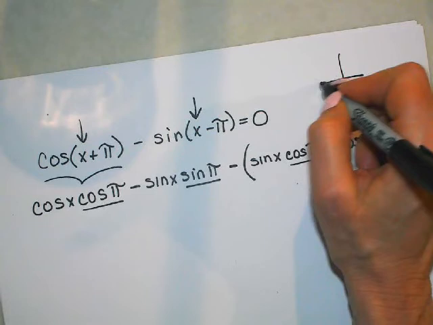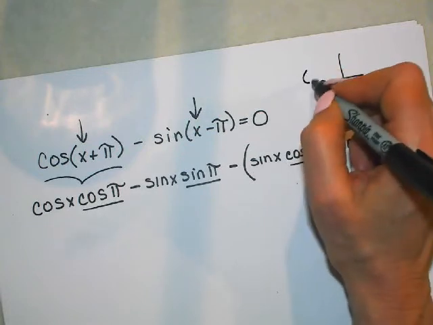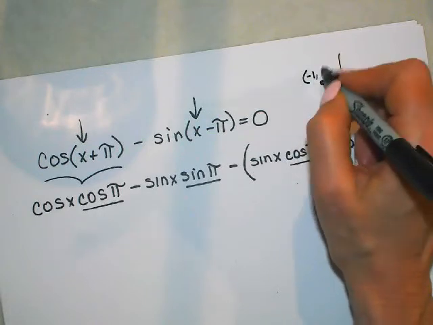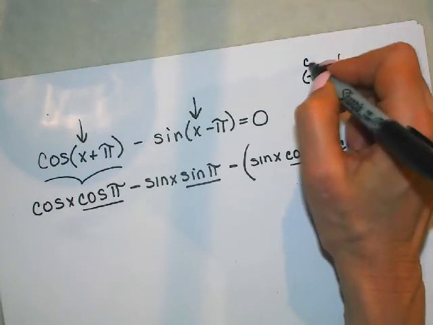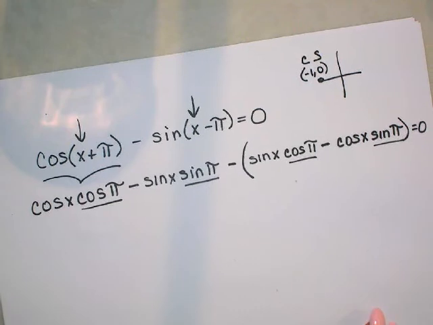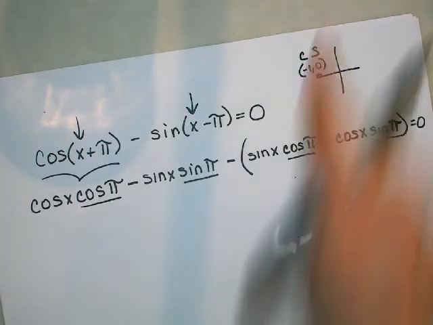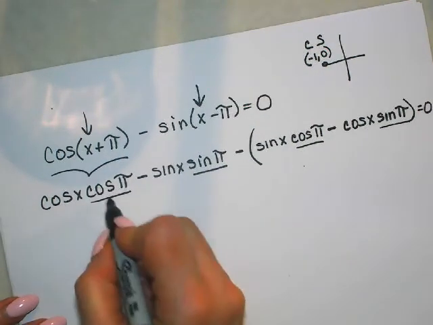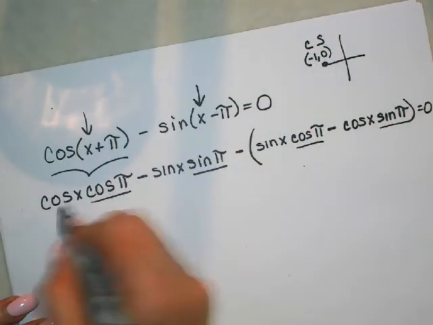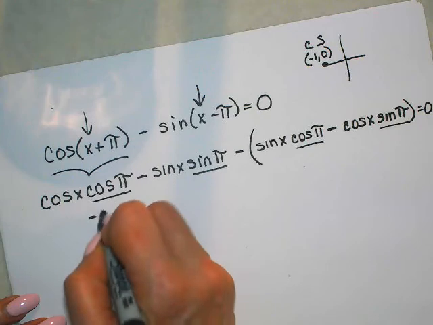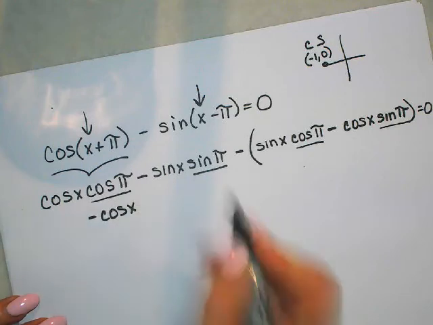Guys, think of the unit circle. Pi is located over here. You're going out, -1, up, nothing. This is your cosine, this is your sine. A lot of you are still getting confused about your quadrantal angles. All right, so cosine of pi is -1, so technically this is negative cosine x.